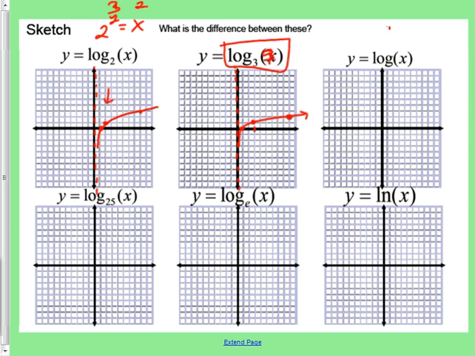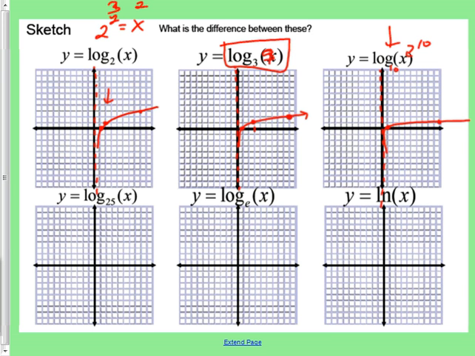Wait a minute, this one has no base. So what's the base? 10, very good. Most of you knew that. So that means if I put in x is 10 right here, y will be 1. That's like the sharpest turn of them all. It has to go through this spot, and it has to get closer and closer to the y-axis here. So super sharp turn for log x. That's called common log because it's the most common one used, which is why the calculator defaults to base 10.